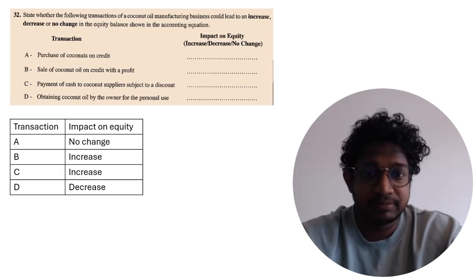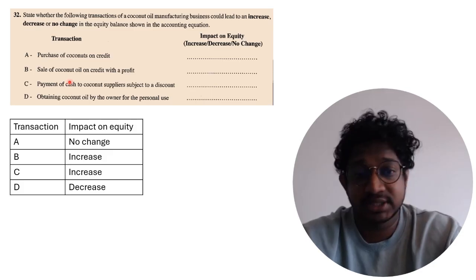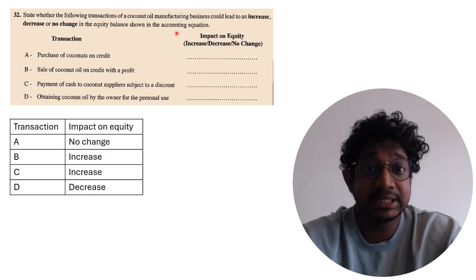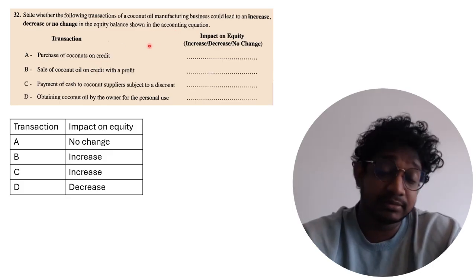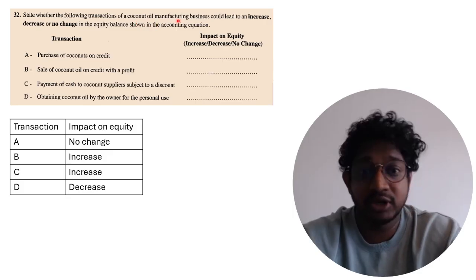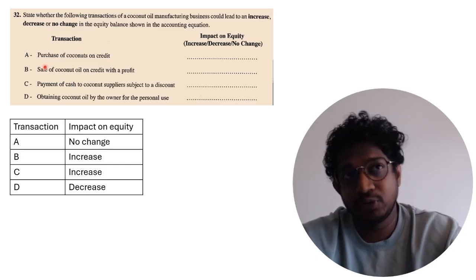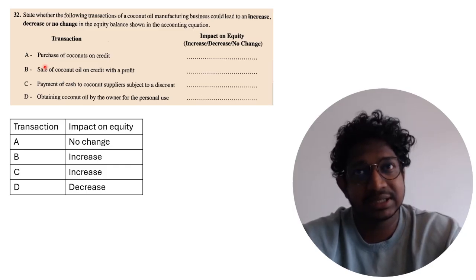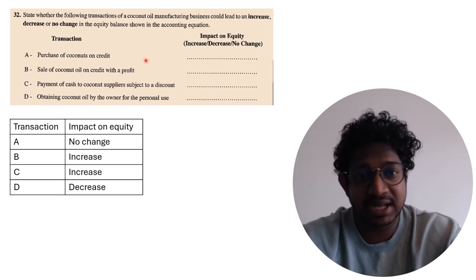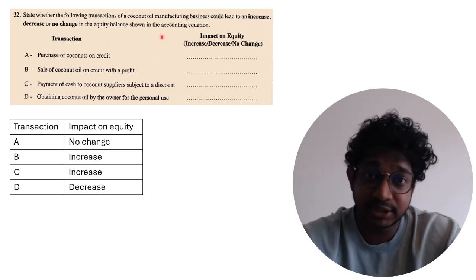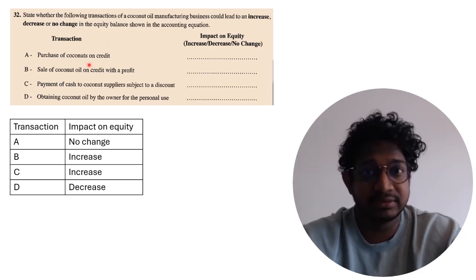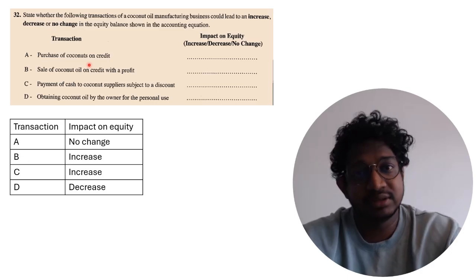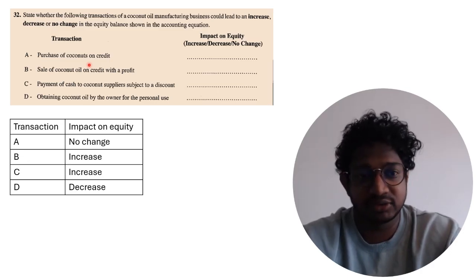32, they are asking about the following transactions, how they impact the equity in the accounting equation. This business is a coconut oil manufacturing business, right? So A, purchase of coconuts on credit. Normally purchases we consider as an expense, but in this case they are asking the impact on equity in the accounting equation. The purchase of coconuts on credit, the double entry is stocks increase by that amount and the creditors increase by that amount. So there is no impact on the equity.